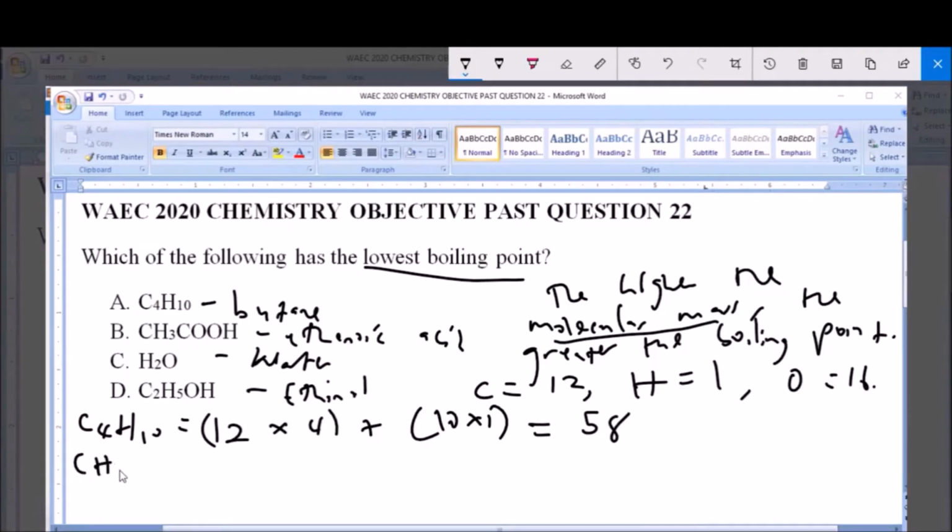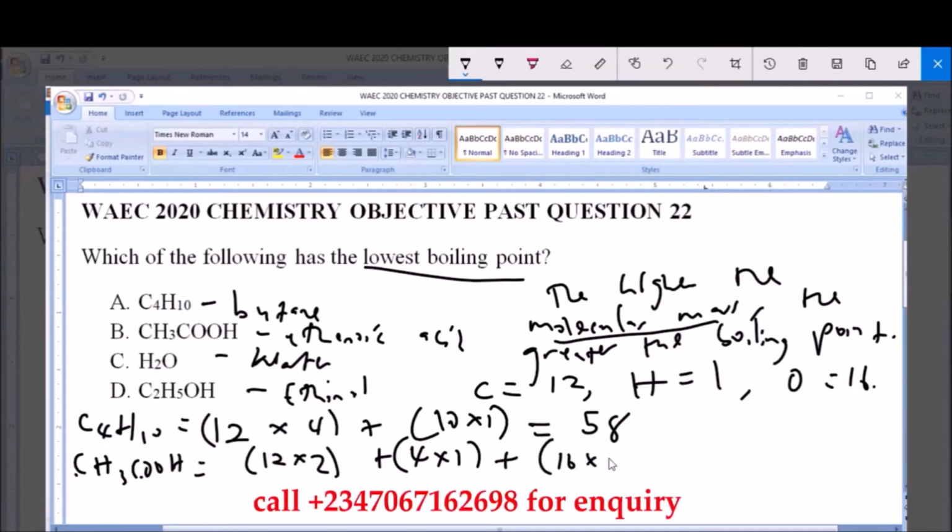Now the next is ethanoic acid, CH3COOH. So 12 times 2, 2 atoms of carbon, plus 4 times 1, 4 atoms of hydrogen, plus the oxygen, 16 times 2, so you have 2 atoms of oxygen here. So that is equal to 60.